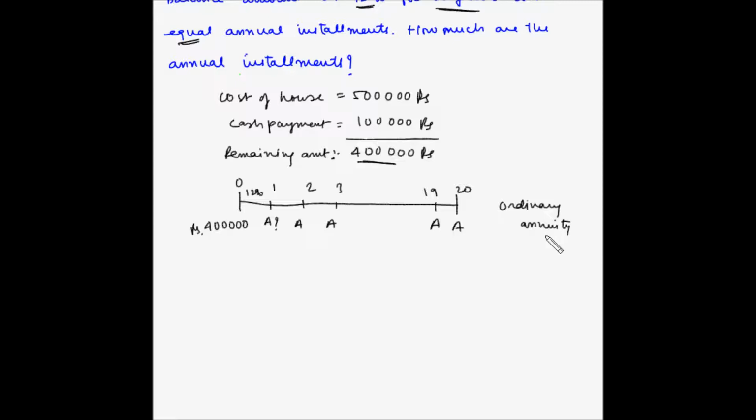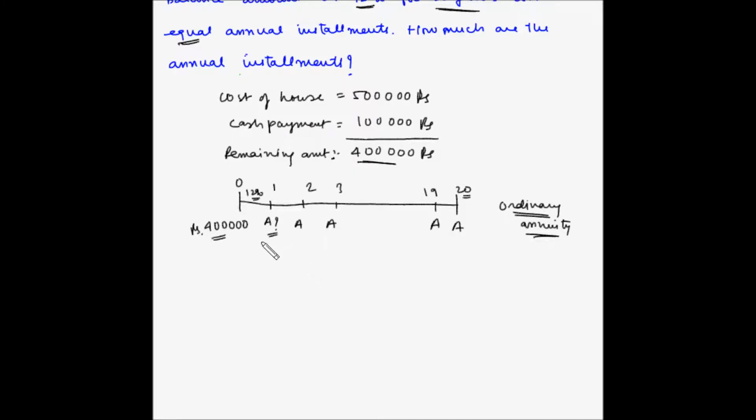What is an ordinary annuity? First, let us recall what is an annuity. An annuity is a series of equal payments made at fixed intervals for a specified number of periods. And if these payments occur at the end of each year, the annuity is called an ordinary annuity. So we have the present value, we have the value of I, and we need to find the value of A. We have the value of N, which is the tenure.